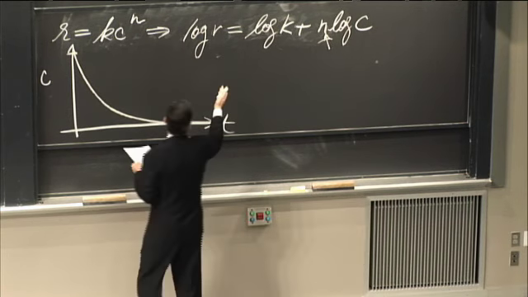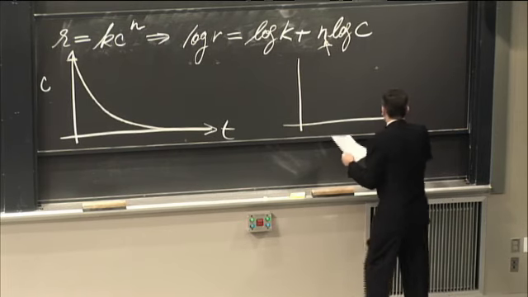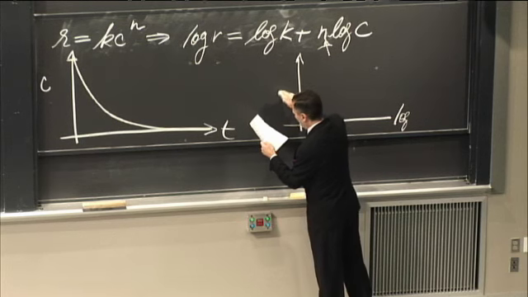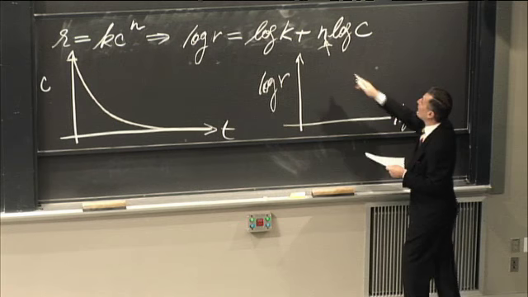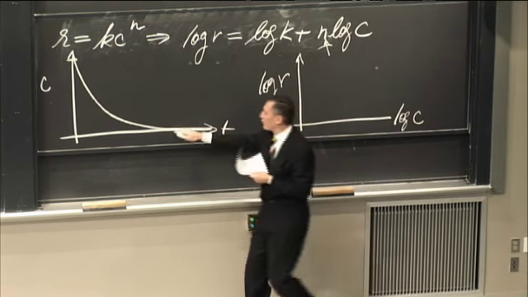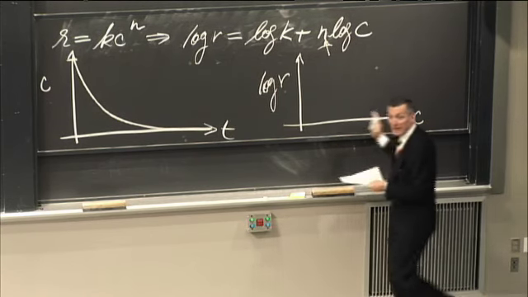So what this thing says is, if I make a plot of r versus c on a log scale, so if I plot log r versus log c, the slope is going to be n. So how do I take c versus t and construct log r versus log c? That's what we're going to do.